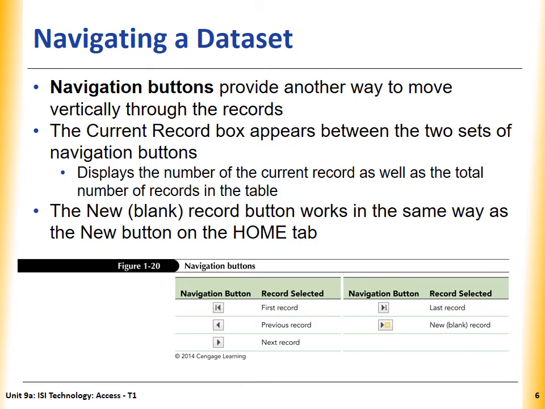What are navigation buttons? Navigation buttons provide another way to move vertically through the records. The current record box appears between the two sets of navigation buttons and displays the number of the current record as well as the total number of records. The new blank record button works in the same way as the New button on the Home tab. So this one is go to the first record, this one to the last record, this one is new blank record, this one is previous record, and if you want to go to the next record, you just click this button.